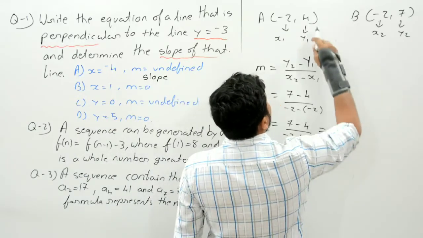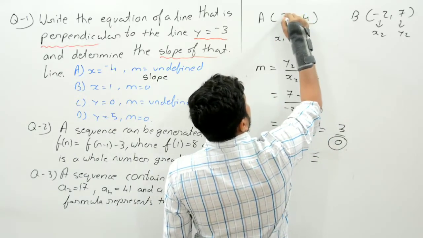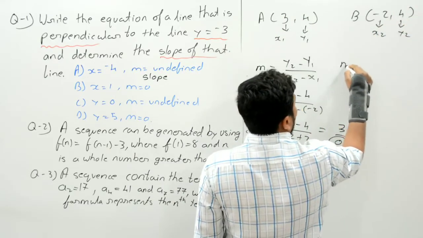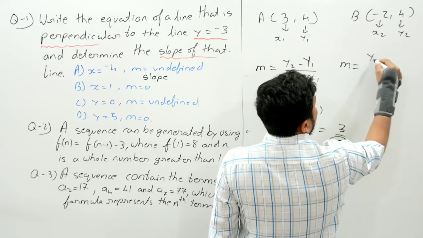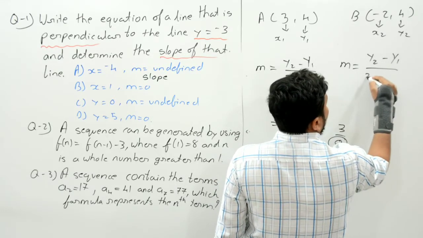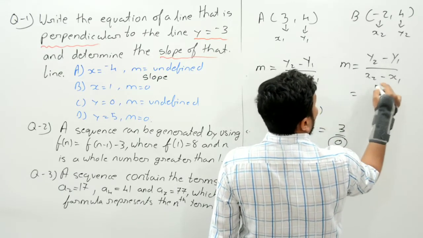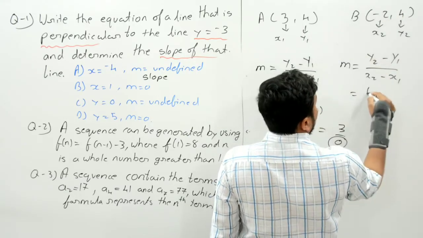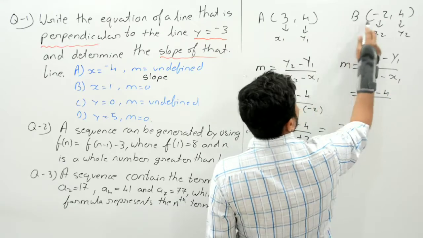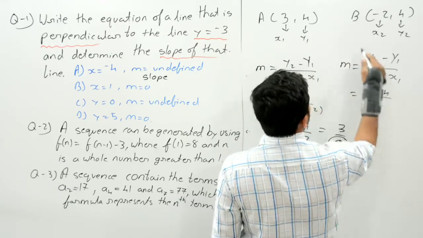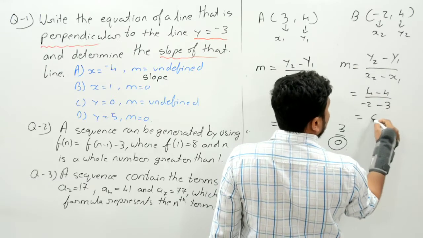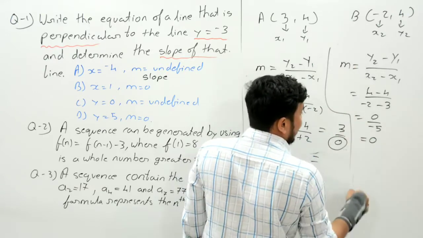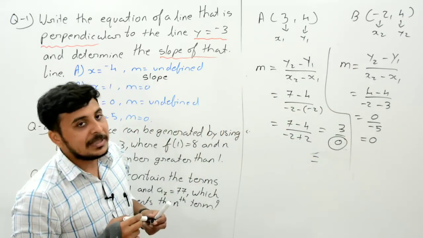Otherwise, what can be the case? If here it is 3, 4 and here it is minus 2, 4, what will be the slope? Slope will be y2 minus y1 over x2 minus x1. What is y2? 4. Minus 4, and x2 minus x1 is negative 2 minus 3. So that is 0 over negative 5, which equals 0. Here the slope is 0.